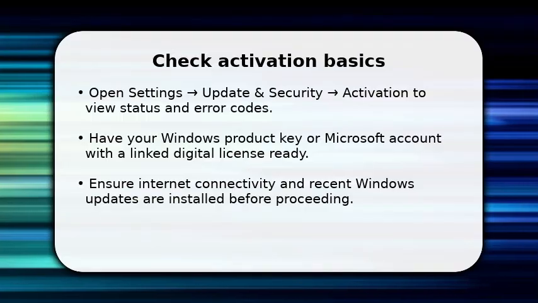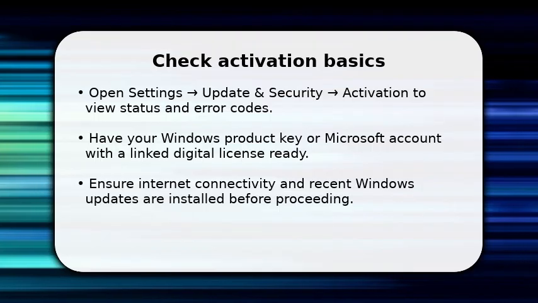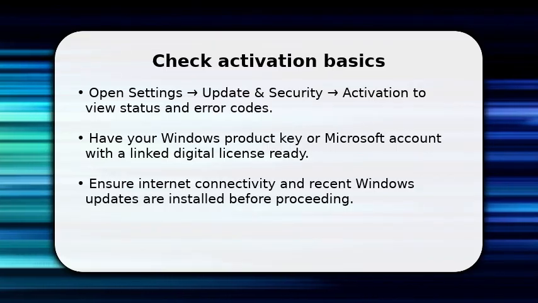You start by confirming what's happening. Open Activation in Settings to see the exact message and any code. Once done, make sure you have a valid product key or that your Microsoft account holds a digital license. Also, verify internet access and that Windows is fully updated.